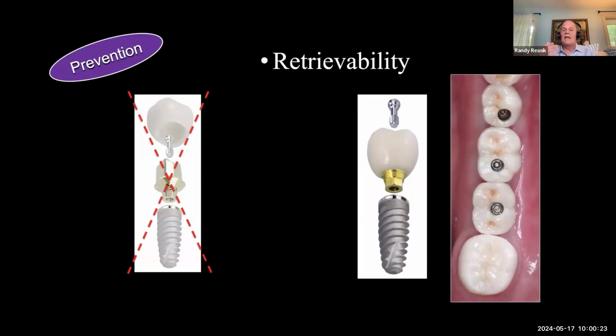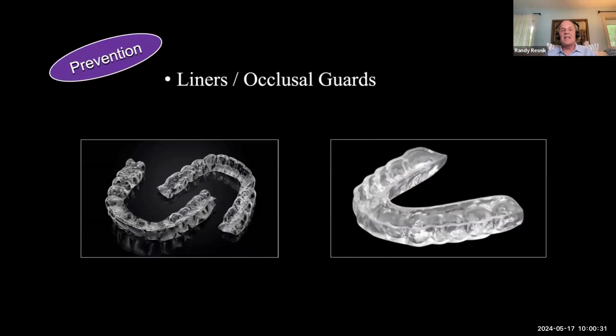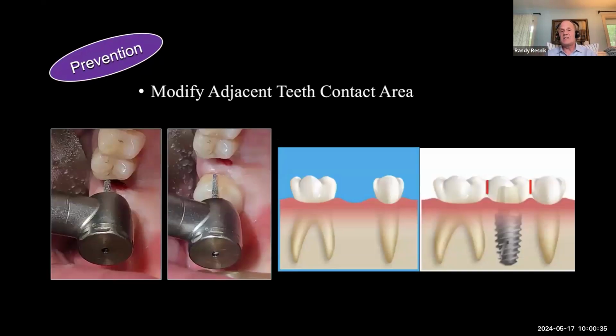Well, number one, retrievability. Ideally, screw retained. That's the best way. Then you can just remove it, put a new contact in. Secondly, you can use liners, occlusal guards. The patient has to be compliant with that. I've never seen a study on this. This is how I treat it. And since I've done this, I haven't had it happen: you modify the adjacent teeth, the contact areas.